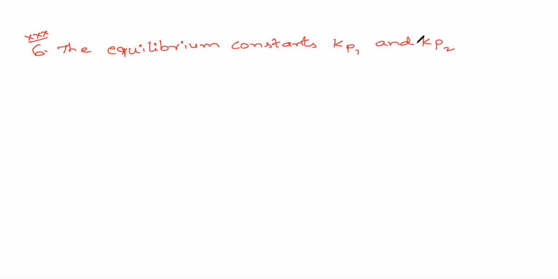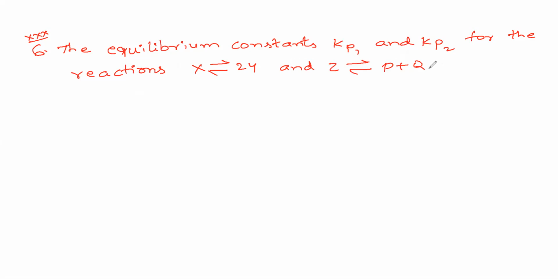This model is also very important. The equilibrium constants Kp1 and Kp2 have been given with respect to gases, for the reactions X gives rise to 2Y and Z gives rise to P plus Q, respectively.